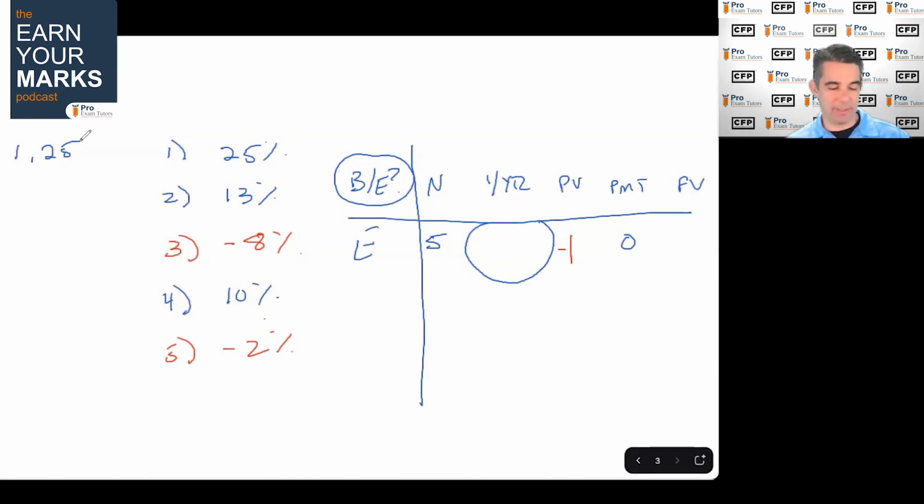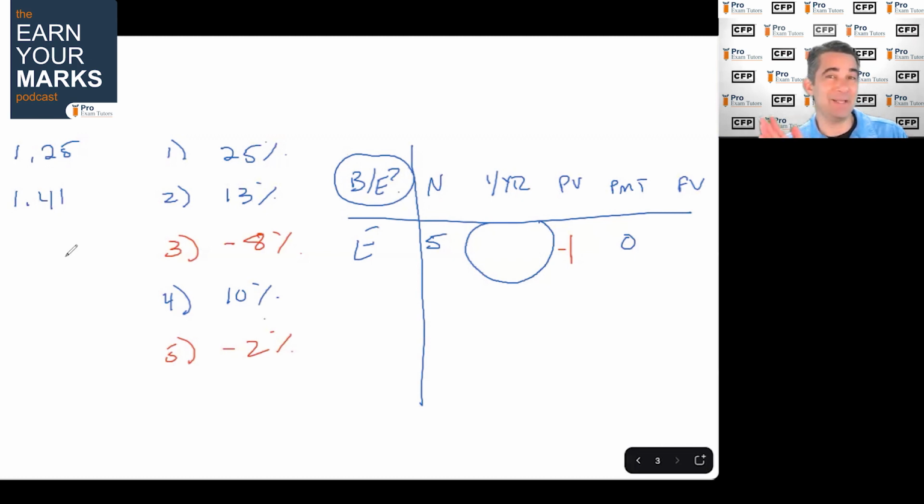The next year, she makes 13%. So we're going to take $1.25 times 1.13. What do we come up with? Now she's got $1.41. Let's just round it. I know we want to use 4 decimal points all the time, so I'm just going to shorten it down to 2 though. Okay, now she's losing in the third year 8%.